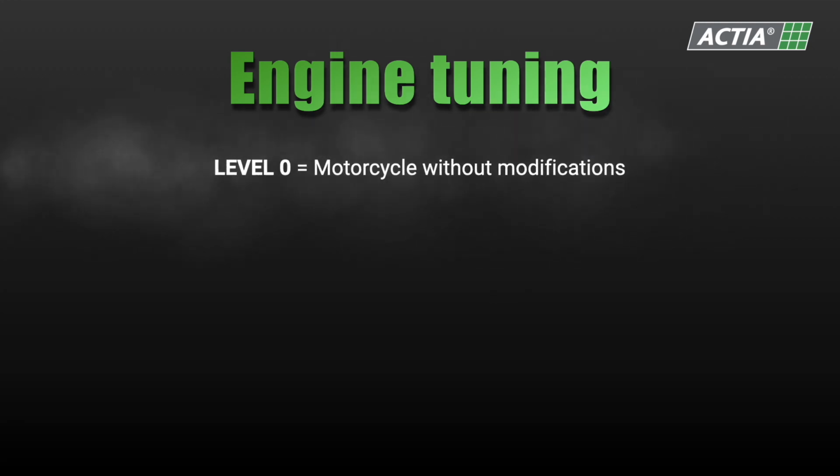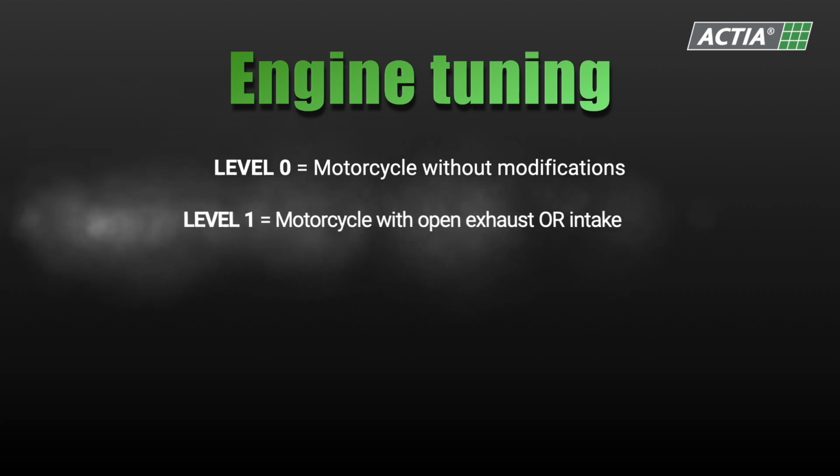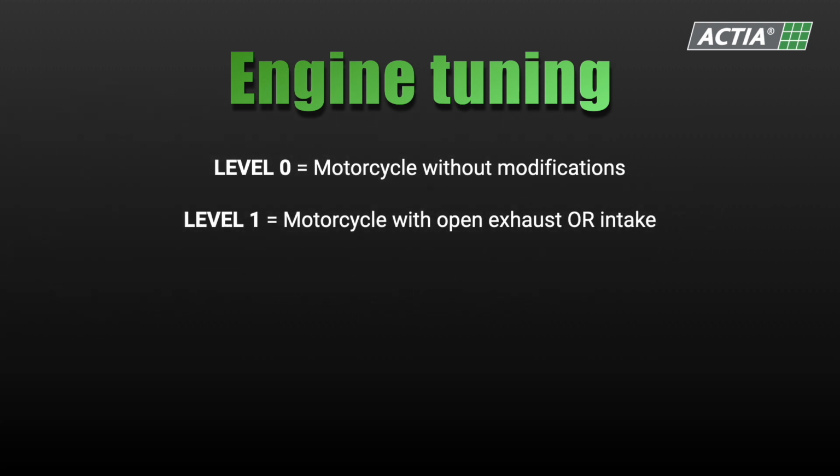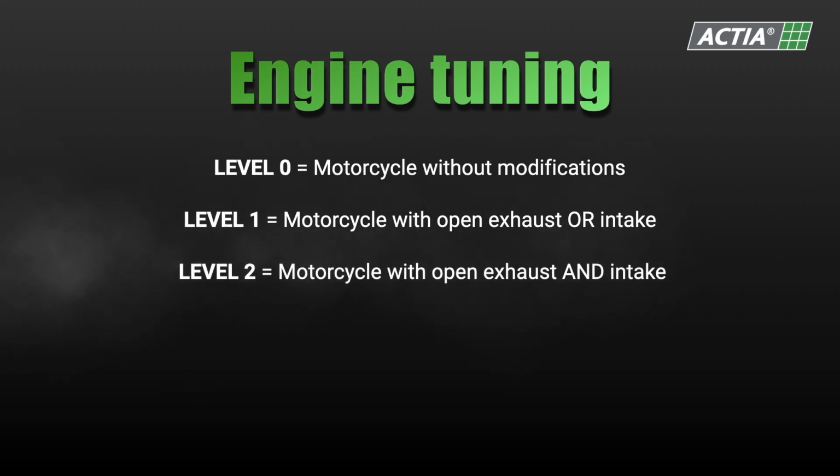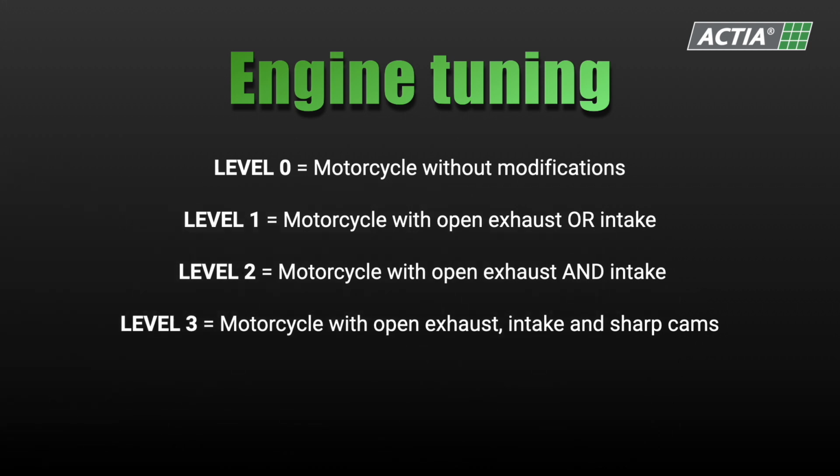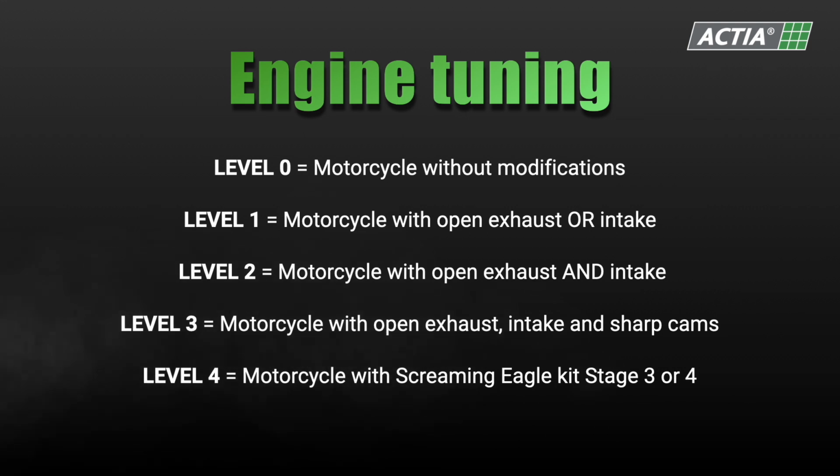Level 0 represents a motorcycle in its original state, without any modifications. Level 1 represents the installation of an open intake, in other words, a filter with reduced air resistance, or an open exhaust. Level 2 represents the installation of both an open intake and an open exhaust. Level 3 represents the installation of an open intake and an open exhaust while also replacing the camshafts, which can change the timing of valves. Other levels of modification, level 4+, are beyond the scope of this general training and are intended exclusively for racing anyways. However, level 1 to 3 modifications are relatively common, which is why we will take a look at them in greater detail.